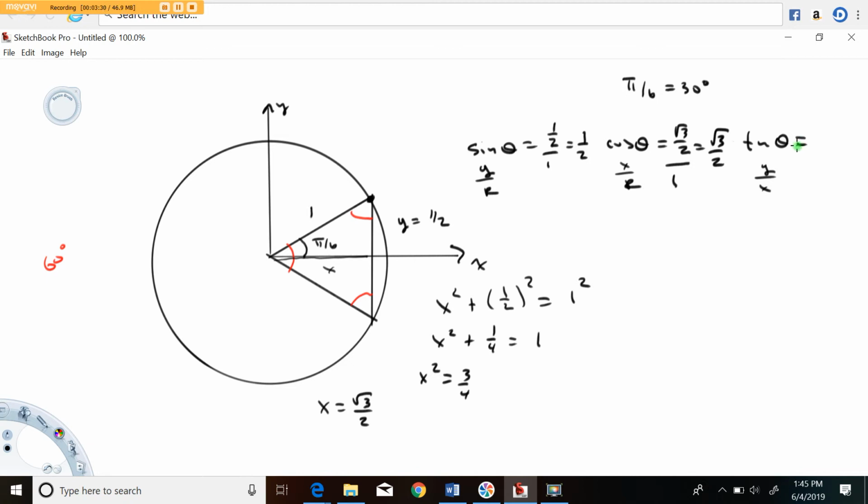Tan theta is y over x. I'm going to do this kind of down here. Y is 1/2 over x, which is root 3 over 2. And that's equal to 1 over root 3. Now, if you look in the book, they may rationalize this, root 3 over 3, same thing. Let me just make sure I did that one right. Y over x, these two cancel, 1 over root 3, yep, looks good. So those are the values for sine, cosine, and tangent of 30 degrees or pi over 6.